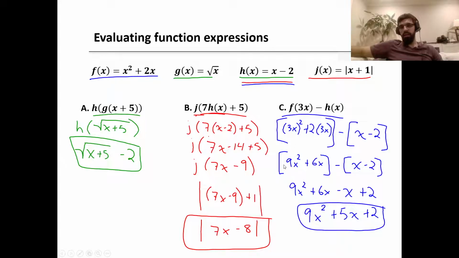So we get 9x squared plus 6x. We simplify that side, and we'll subtract x minus 2. If we drop the brackets, subtracting x minus 2 is the same thing as subtracting x and adding 2. Think of it as distributing a negative 1 inside the parentheses. We get 9x squared plus 6x minus x plus 2. We collect like terms and get 9x squared plus 5x plus 2.